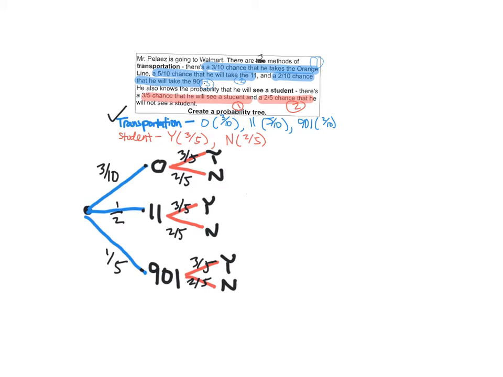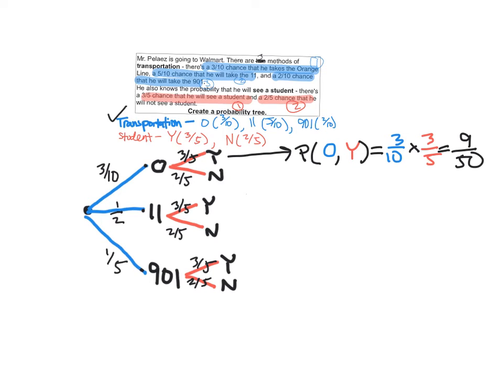Perfect. Now that you did that, the main difference with this is that you can actually show all the representations. So if I follow this branch right here, this is going to be the orange line, and this is going to be the yes. So this one right here is going to represent the probability that I take the orange line and that I see a student, which in this case is going to be the orange line 3/10 times 3/5, and I am going to get 9 out of 50.